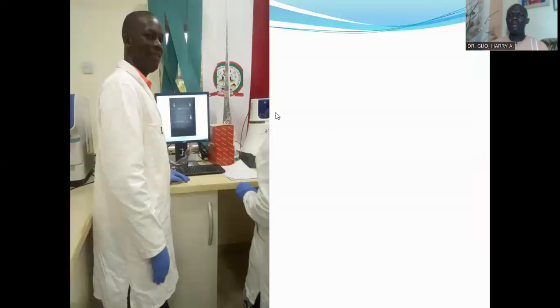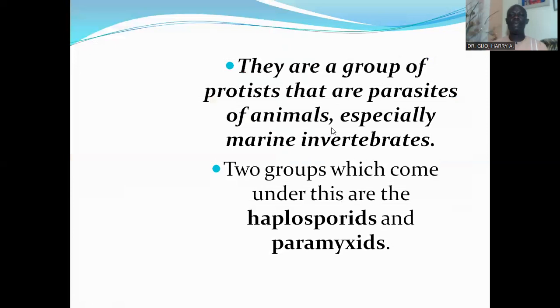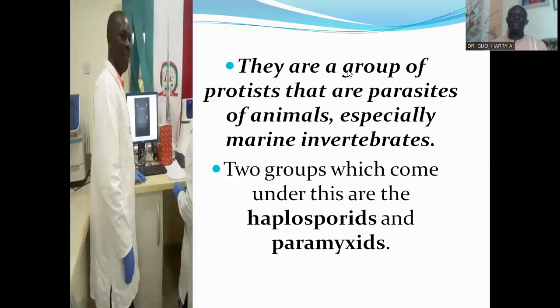So that's basically how Plasmodium falciparum reproduces. Now I want to look at the next phylum of spore-forming protozoans, which is the phylum Ascetosporea. They are a group of protists that are parasites of animals, especially marine invertebrates.